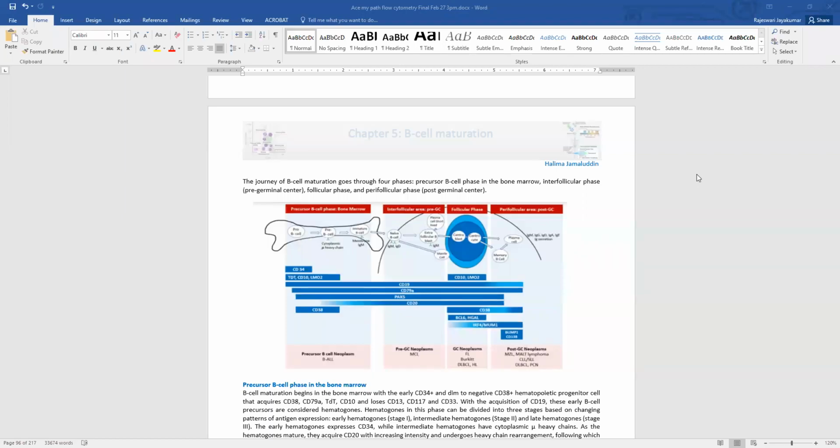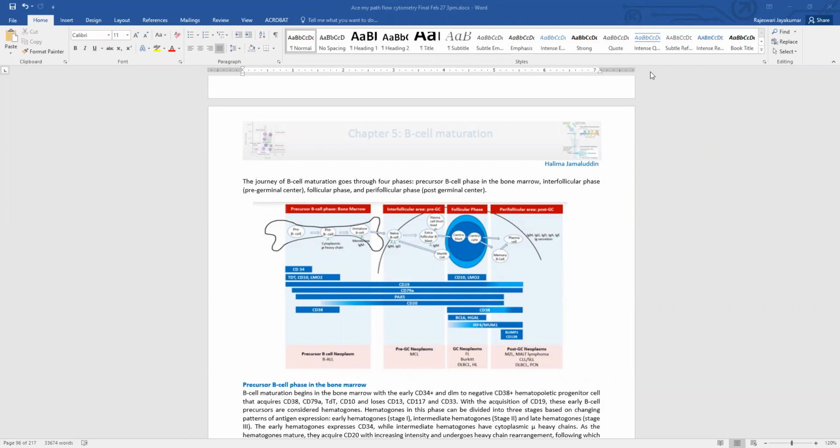Hello everyone. We can now go over B cell maturation and how we can track normal B cell maturation by flow cytometry. B cell maturation starts in the bone marrow, and there are different phases of maturation, and it completes in the lymph node. So the early B cells, or the pro B cells, or the immature cells, or the precursor cells.